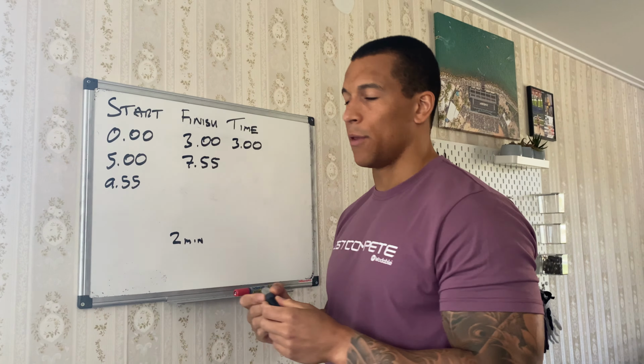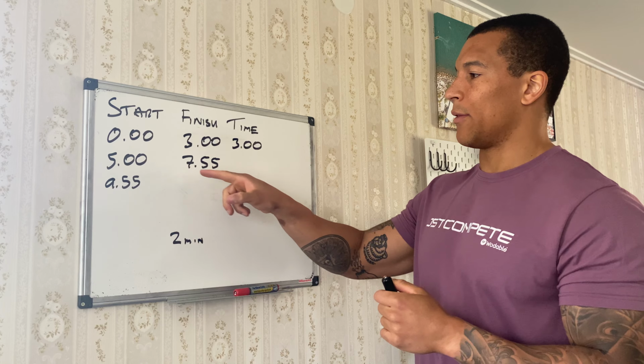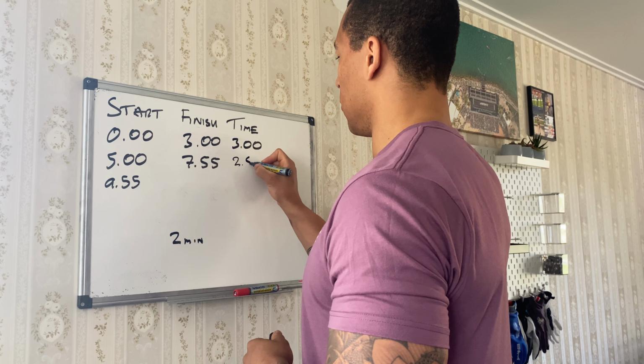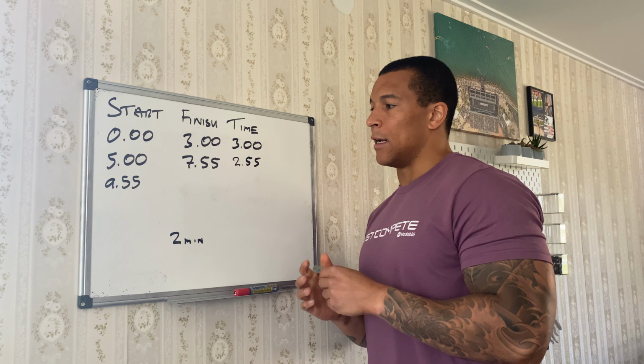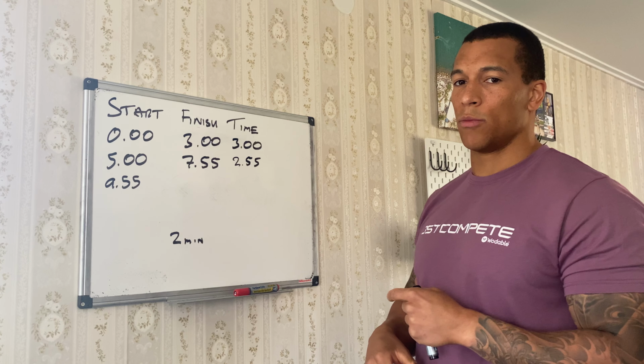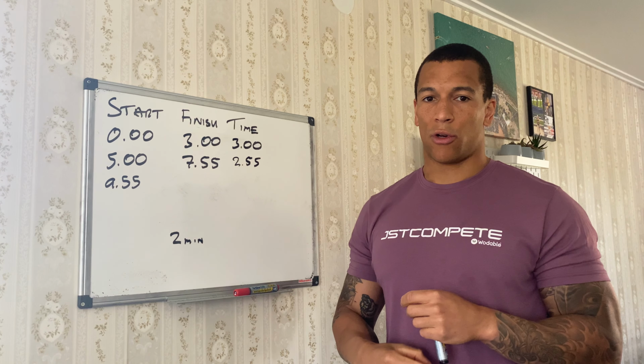And then if we still have time remaining within the rest, we can work out the difference here, and we can see that this round we went a little bit faster. It took us 2:55. Now, by the end of the workout, you're going to have multiple numbers here within the time column, so you're going to be able to see how long each round took you.